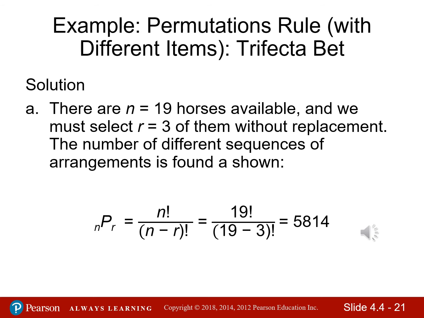The solution for part A is that our n equals the 19 horses available, and we must select r equals 3 of them without replacement. So the number of different sequences of arrangements can be found as n factorial over n minus r factorial, which is equal to 19 factorial over 19 minus 3 factorial, or 19 factorial over 16 factorial. And this gives us 5,814 possible arrangements.